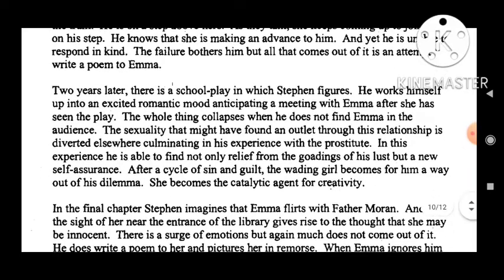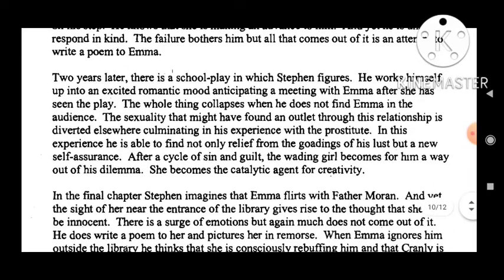Two years later, there is a school play in which Stephen figures. He works himself up into an excited, romantic mood, anticipating a meeting with Emma after she has seen the play.